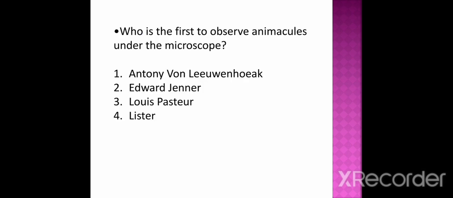So the first question is, who is the first to observe animalcules under the microscope? Option 1 is Antony von Leeuwenhoek. Option 2, Edward Jenner. Option 3, Louis Pasteur. And option 4 is Lister. The correct answer is Antony von Leeuwenhoek, who observed the animalcules under the microscope. Also, Antony von Leeuwenhoek was the first who discovered the microscope.